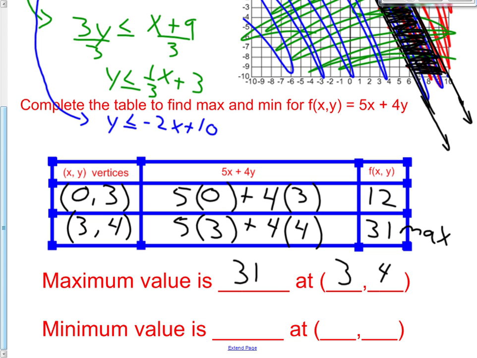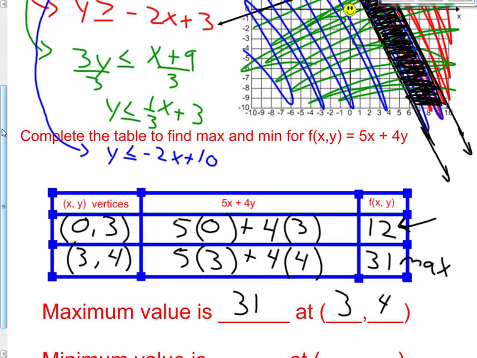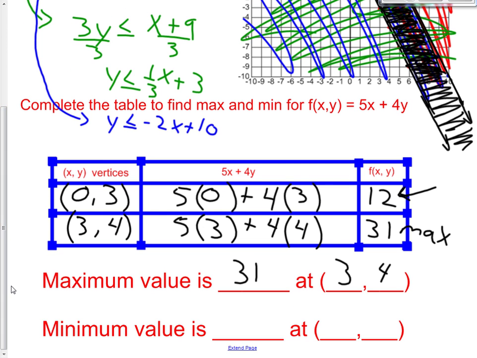Here's a little bit of a curveball for you. The minimum value, I'm sure a lot of you put this, which is good thinking. However, there is no minimum value because this shading continues to go down forever and ever and it does not stop. So there's actually no minimum value. The minimum value would be negative infinity, so we just put there isn't one. There is none.